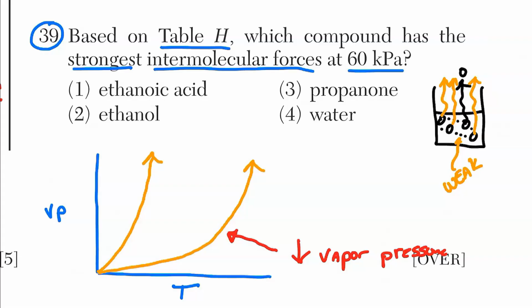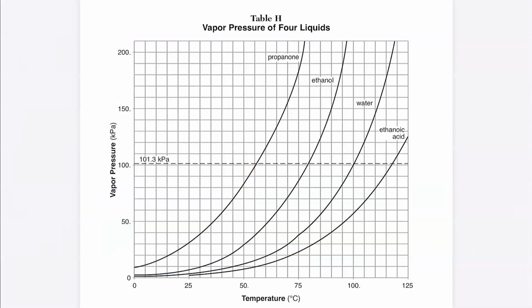Let's go to table H right now. So as I promised, vapor pressure is on the y-axis, temperature on the x. And if we go find the kilopascal pressure, here we are here. So which value do you think is resisting evaporation because they're holding to each other so strongly that they're going to have the lowest vapor pressure?